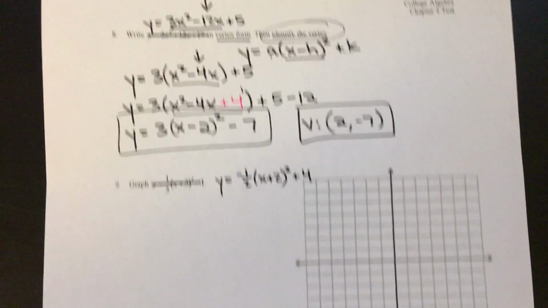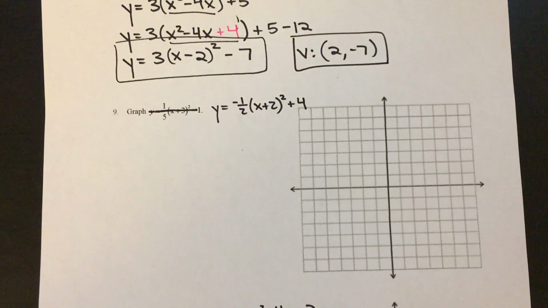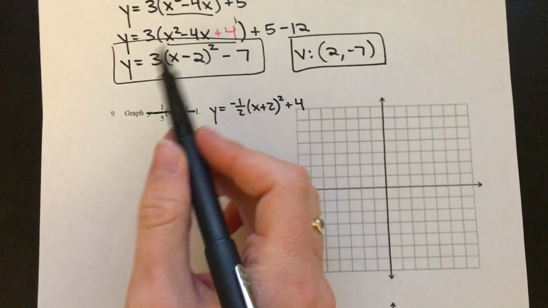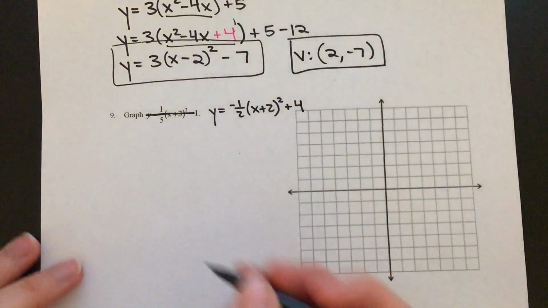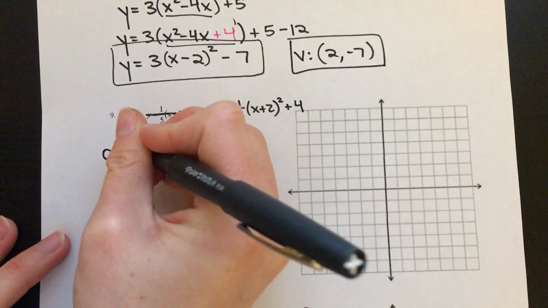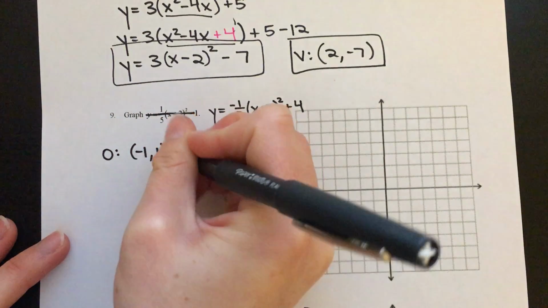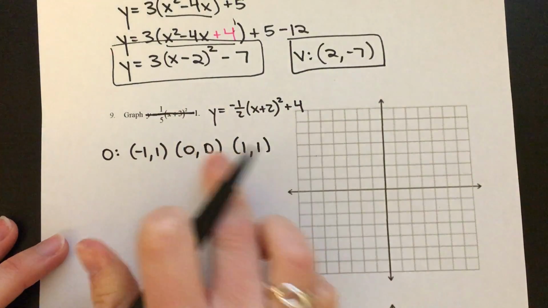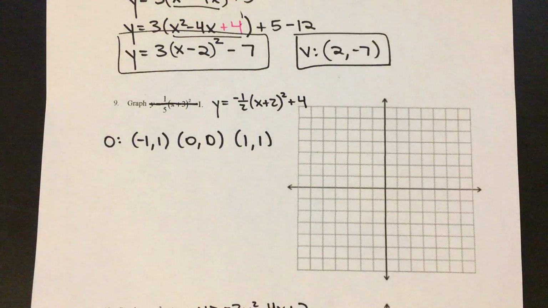Okay, so 8 was one of the hardest ones. I think 9 was one of the hardest ones as well. So these are transformations. This is in vertex form, the same exact form that we just came up with here. So we have 3 old points, so over old or original. You need to know these 3 points, and then we're going to work on transforming them.